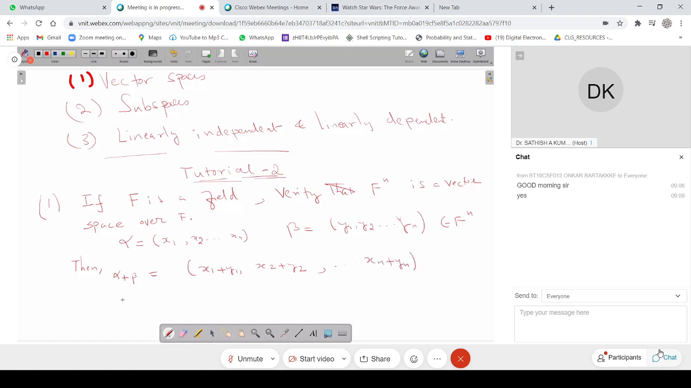And similarly, C alpha is nothing but the scalar multiplication: Cx1, Cx2, Cxn. So we have to verify that this is a vector space. Alpha is a set of n-tuples, and beta is also an n-tuple. Okay, alpha.